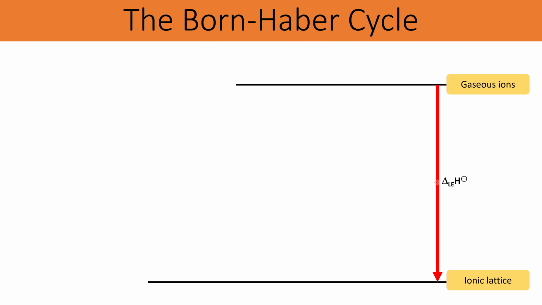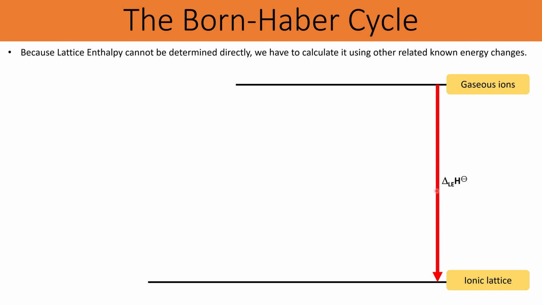So imagine that we are going to take the gaseous ions and form the ionic lattice, and that is our lattice enthalpy here. But we need to use other known energy changes to do this, and we do this by constructing a Born-Haber cycle. Haber's the same Haber who did the Haber process.